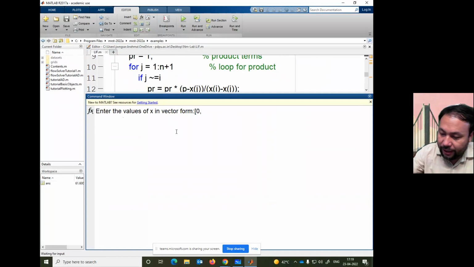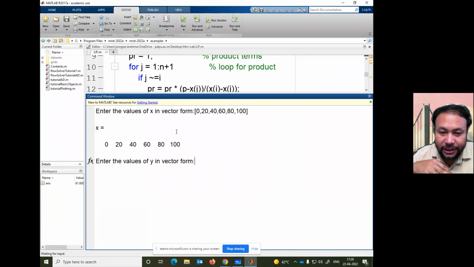0, 20, 40, 60, 80, 100. So let us try to enter here. Yes. Now enter the value of y in the vector form.